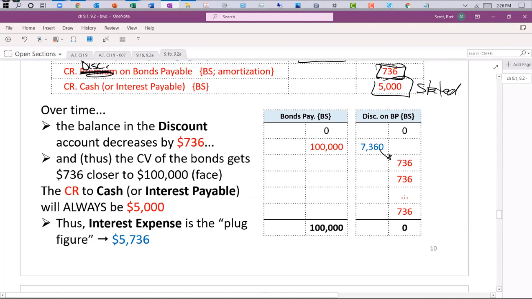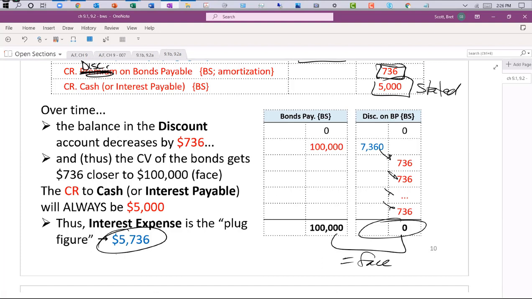So there it goes. 736, 736, 736, chips away. We get it down to zero. Boom. Carrying value at maturity is going to equal face value. Right? Starts off low, ends up high. Interest expense is always going to be higher than the cash amount we pay when there's a discount, because in fact they actually wanted a higher rate of return.